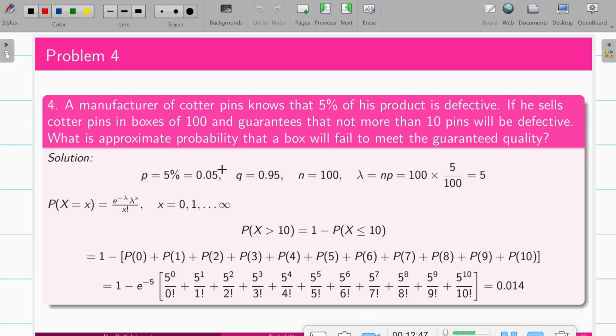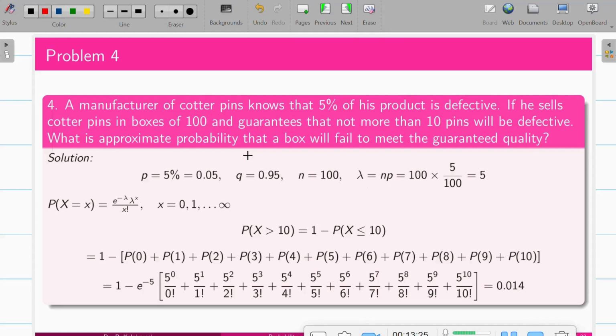Okay. So they have given you that 5% of product is defective. So its P is 0.05 and Q is 0.95. Using this I can make use of lambda. So lambda is equal to NP, which is 100 into 5 by 100, which is 5 again. So Poisson distribution, it is e power minus lambda, lambda power x by x factorial, and x varies from 0, 1 to infinity. So the question is, what is the approximate probability that the box fails to meet the guaranteed quality? What is the guaranteed quality?